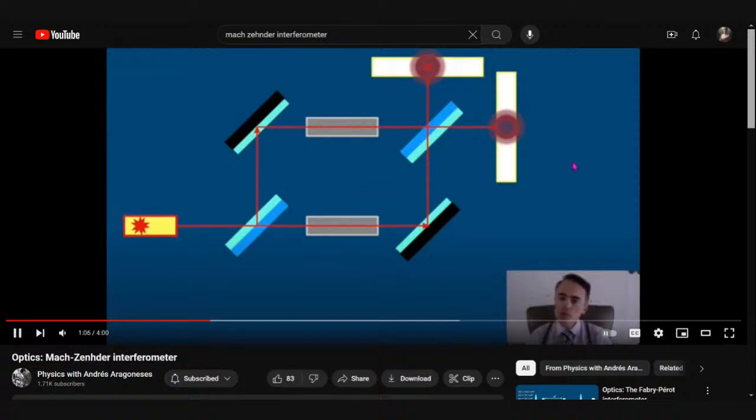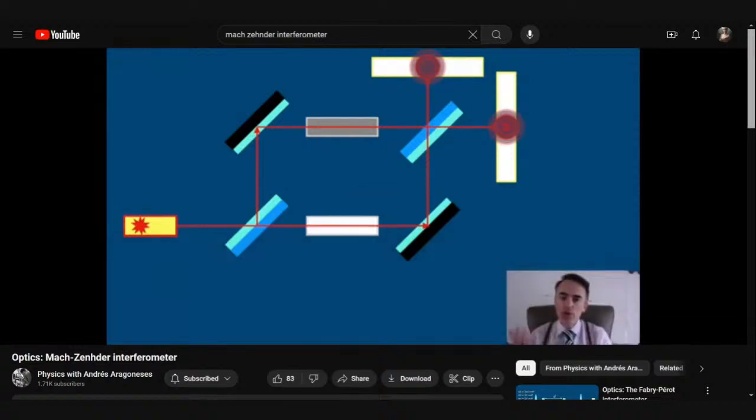You would remove slowly the gas to observe the shift in the fringes on the screen.